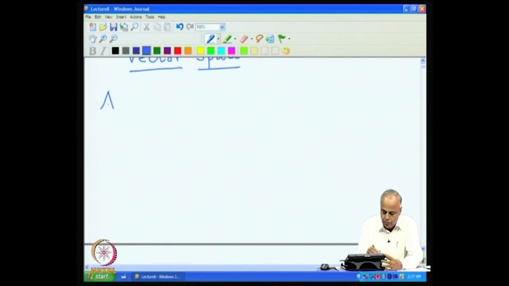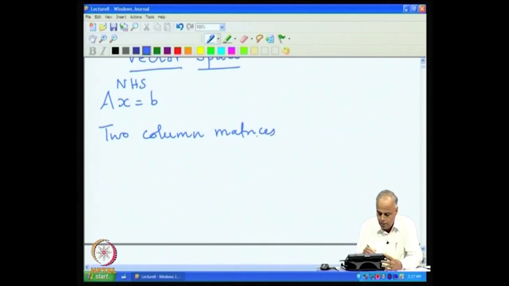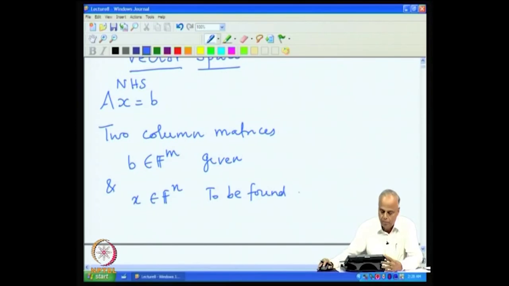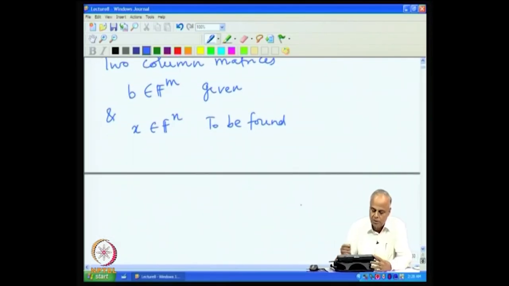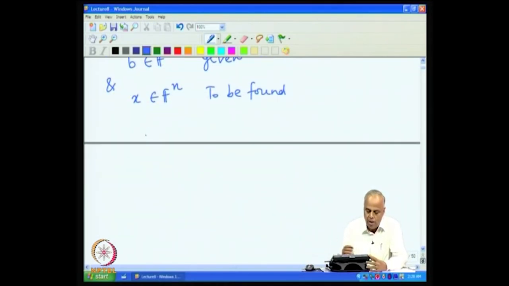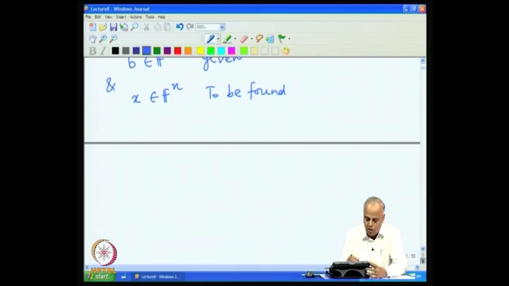While dealing with a non-homogeneous system Ax equal to b, we have to encounter two column matrices, namely b, which is in Fm, which is given, and x, which is in Fn and which is to be found. The main fact is that we have to deal with such vectors or column matrices in Fm and Fn. So, we shall now have a look at the structure of such column matrices.